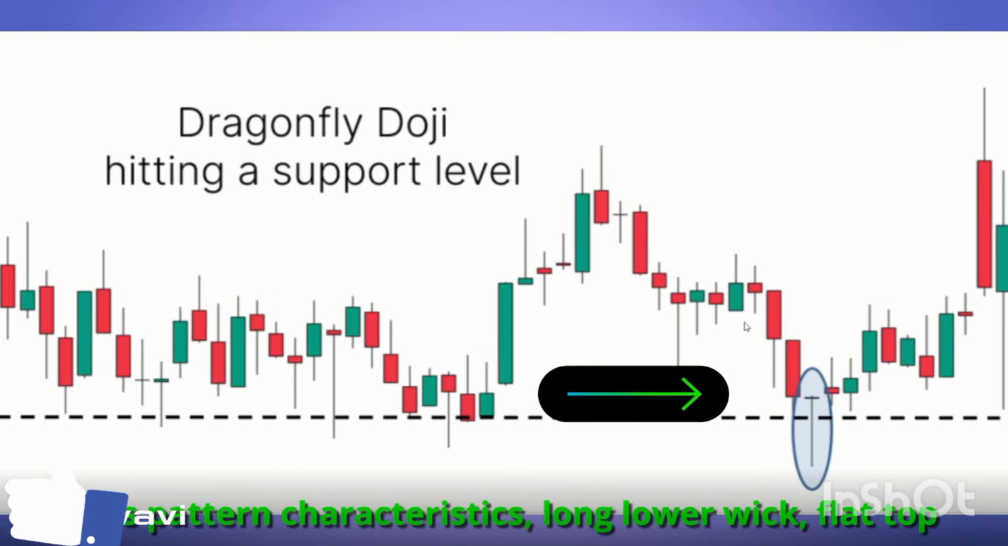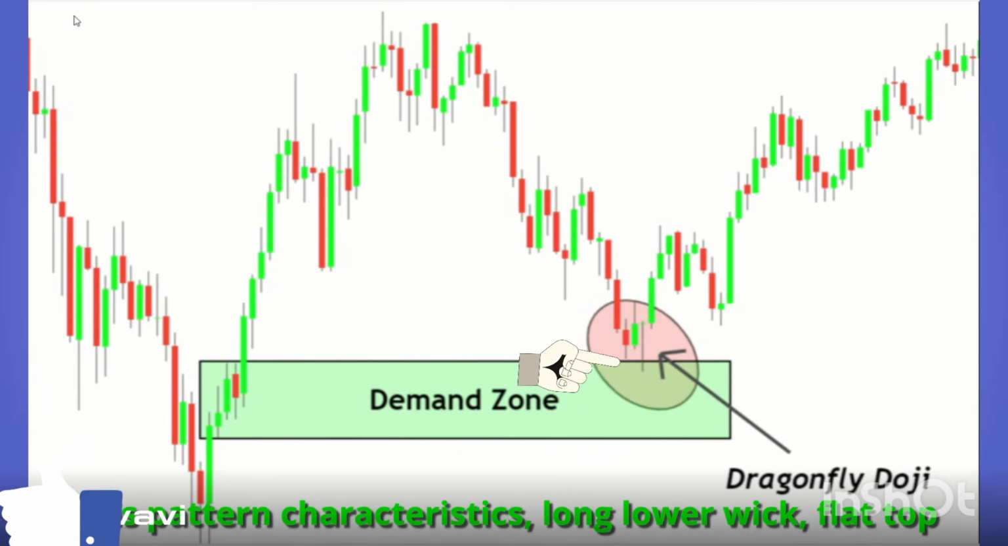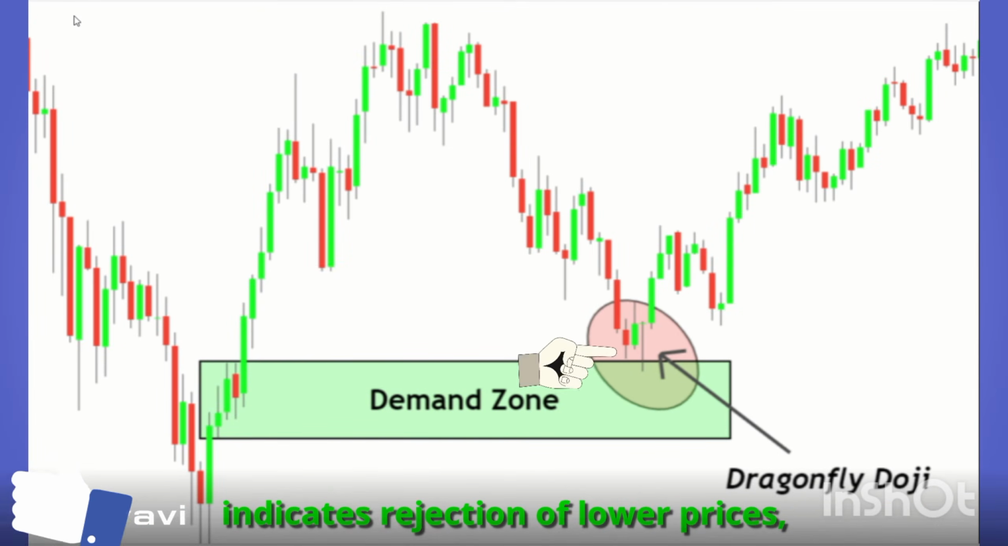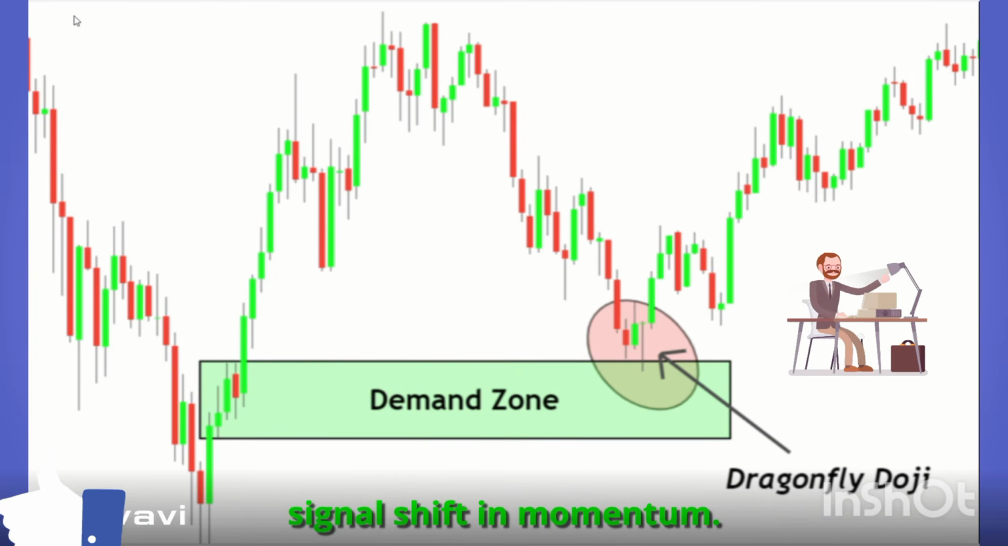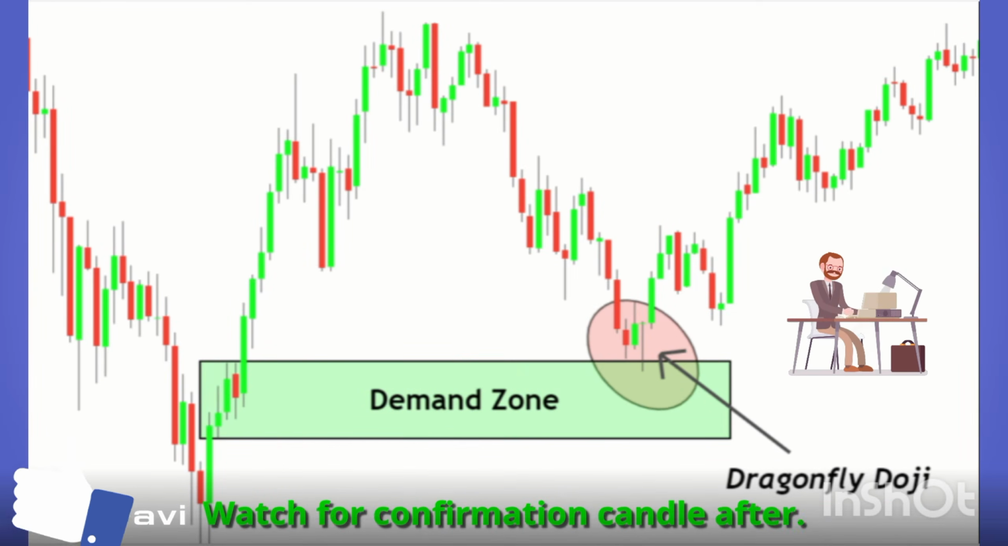This pattern characteristics: long lower wick, flat top, indicates rejection of lower prices, signal shift in momentum. Watch for confirmation candle after.